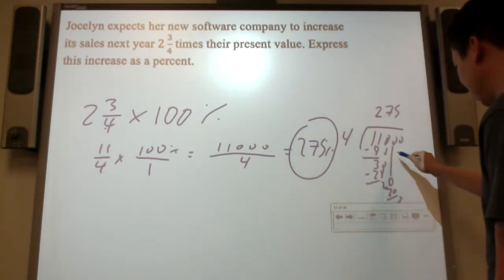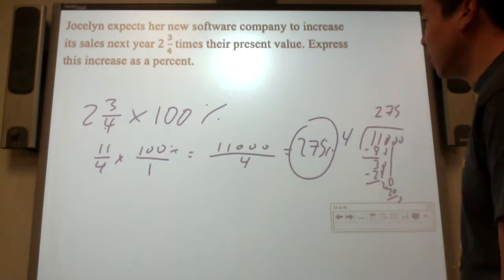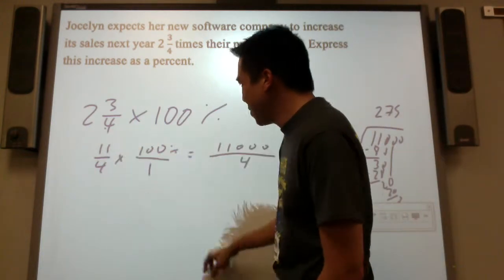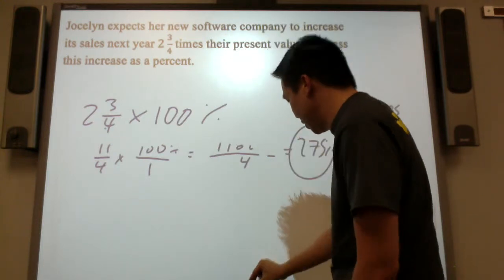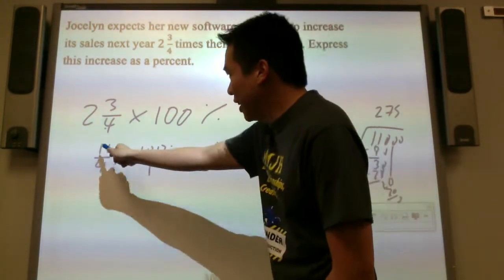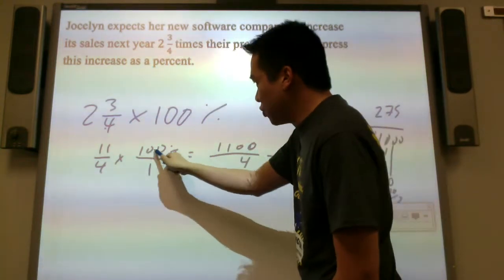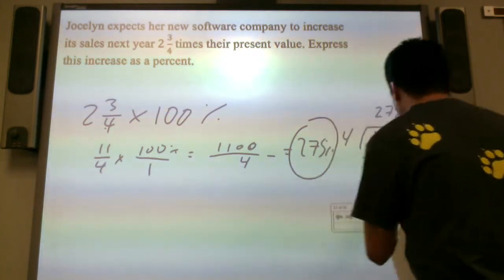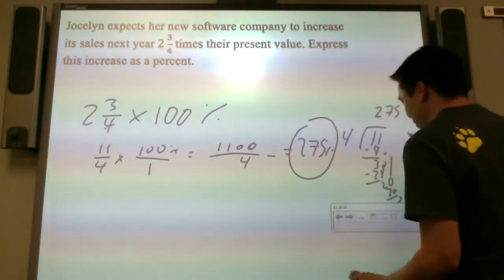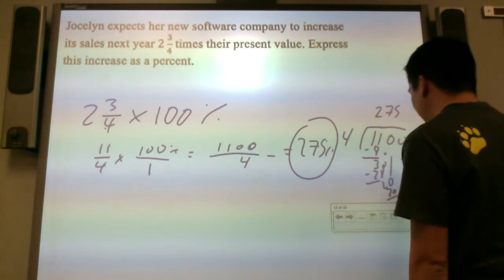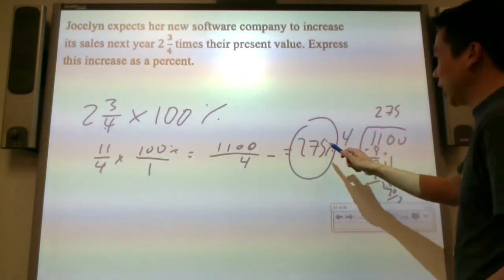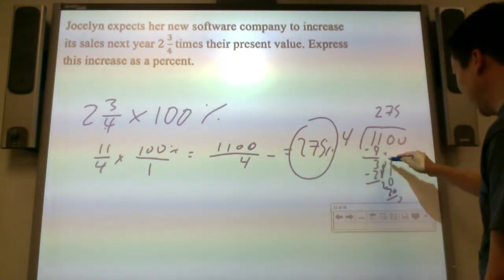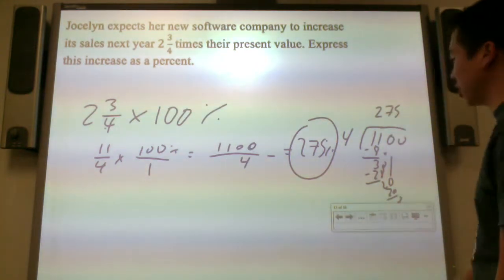Let's see. Oh, I did do something wrong. 11 times 100 is 1100. Why? Because 11 times 1 is 11, and it's in the hundreds, so it's 1100. I was wondering why I have so many zeros here. Whoops, I erased everything. So you have 1100, and you're going to break it into 4 groups. So it is, yep, 275%.